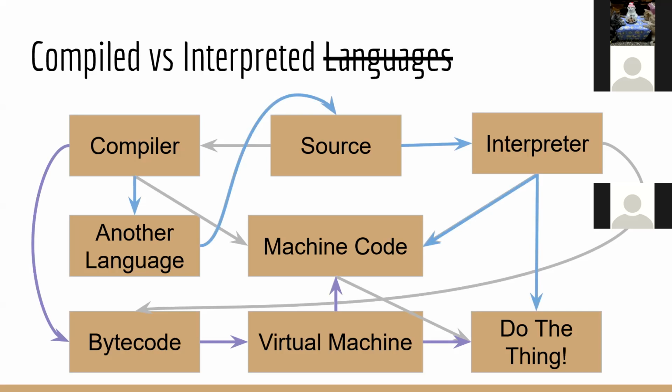So if you notice, the colors for these arrows are basically identical, right? It doesn't really matter which one it is, right? The compiler goes to another language or bytecode. That eventually goes over to an interpreter or virtual machine that's run for things, and that goes to machine code, or eventually just does the thing, right? So this is kind of the key idea, which is that so many people talk about compiled versus interpreted languages, and it's really not a major distinction or really any distinction.